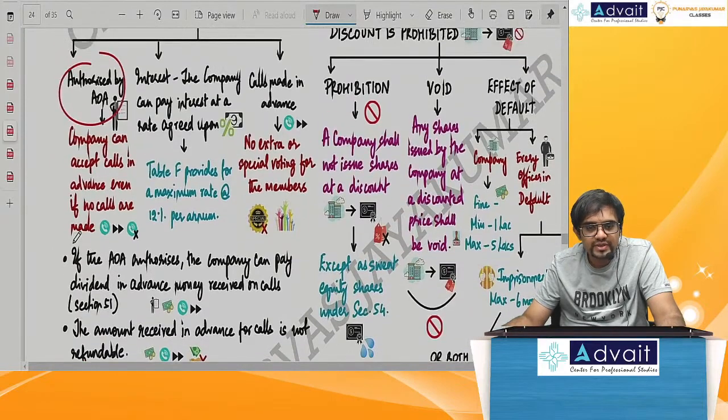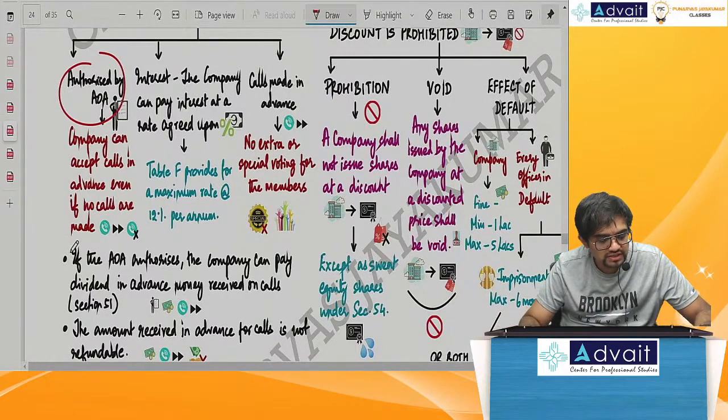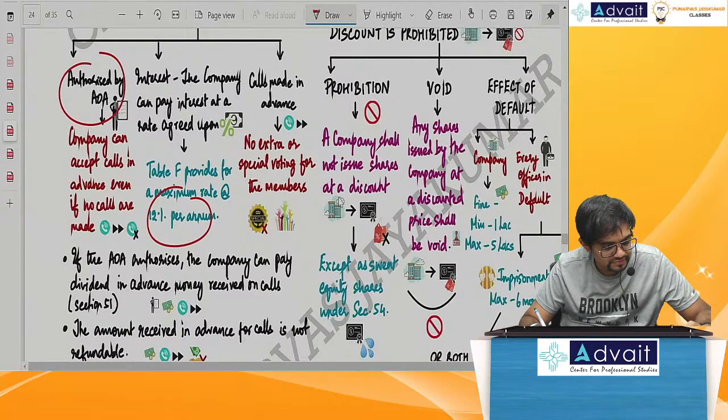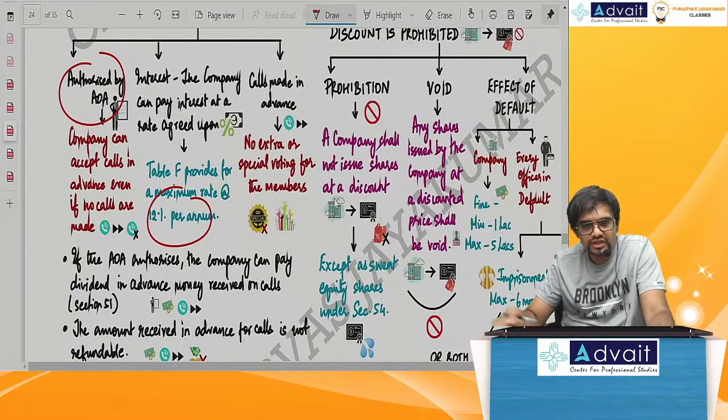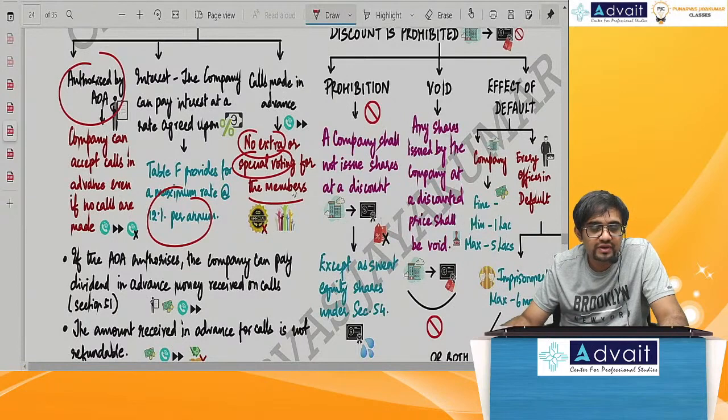And the company will pay an interest upon the agreed percentage. What is the interest that you will get generally? Maximum rate of 12% per annum. Otherwise, it is a different thing. Calls made in advance: there is no extra or special voting power for the members. They will not get any special voting powers just because they made a call in advance.